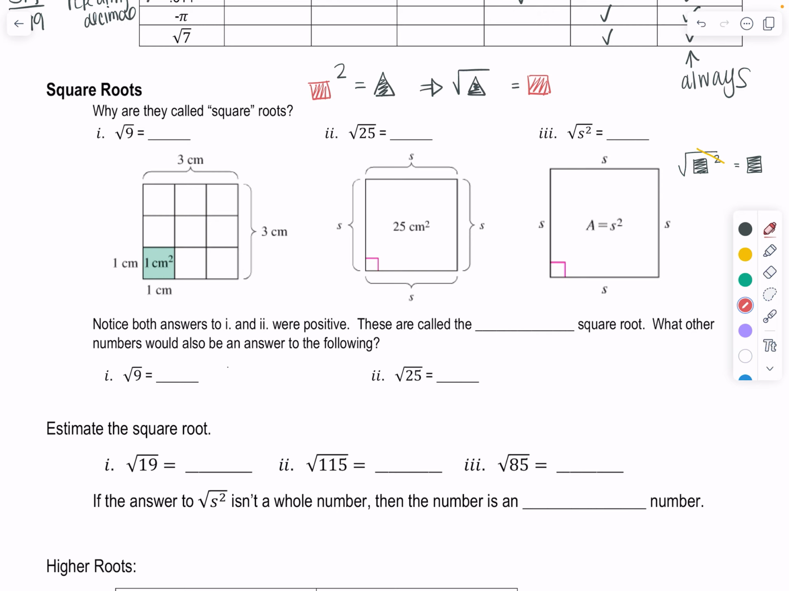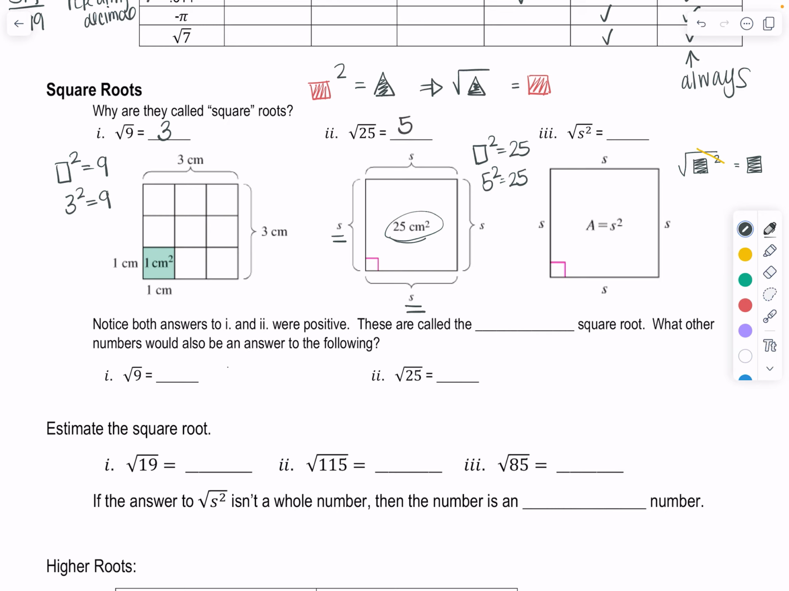So the square root of 9, because what number squared is 9? Well, 3 squared is 9. We could say that the square root of 9 is 3. Square root of 25, well, what number times itself would give me 25? What number squared would give me 25? 5 squared would give me 25. So the square root of 25 is 5.